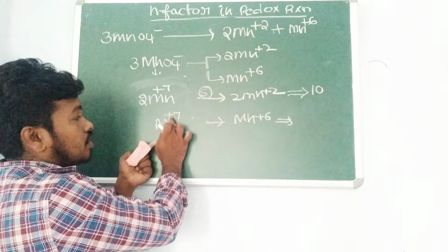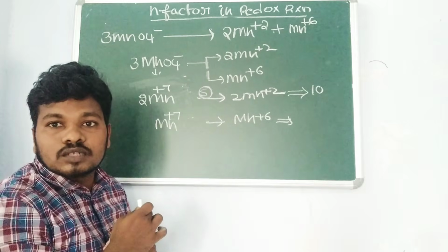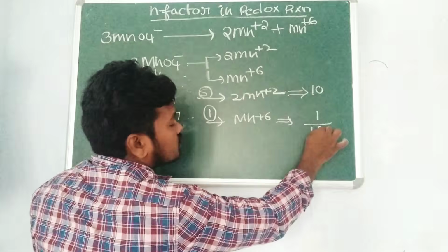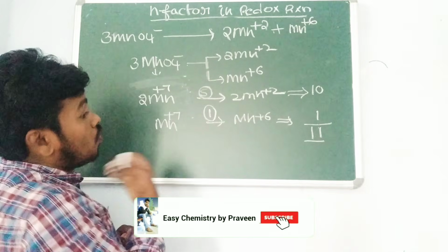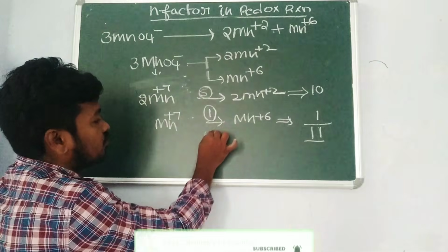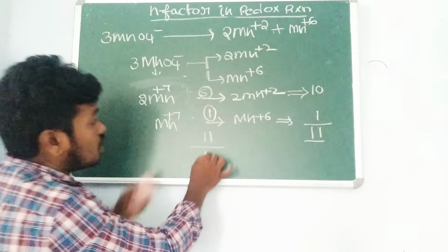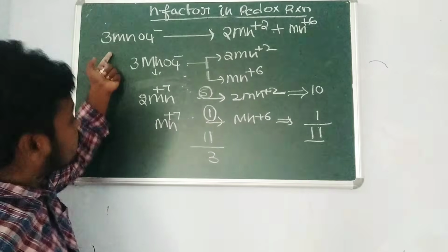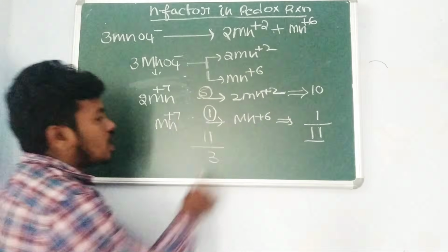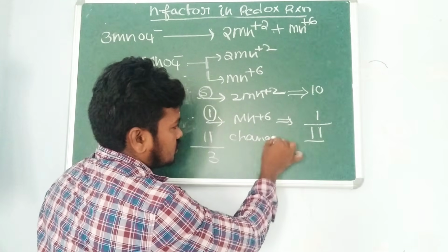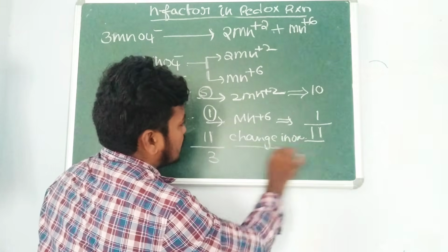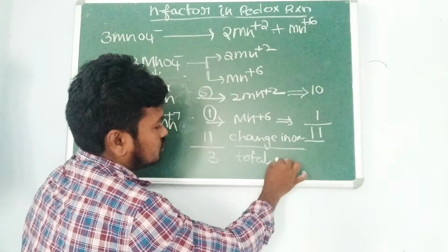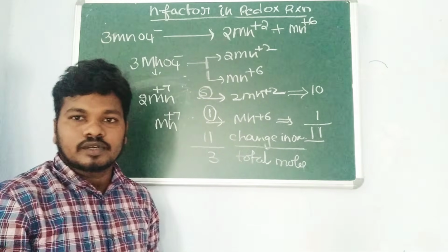Here plus 7 to plus 6: what is the change in oxidation number? 1. So the total change in oxidation state is 11. So 11 divided by the total moles, 3. You take the change in oxidation number by the total moles of the particular reactant.